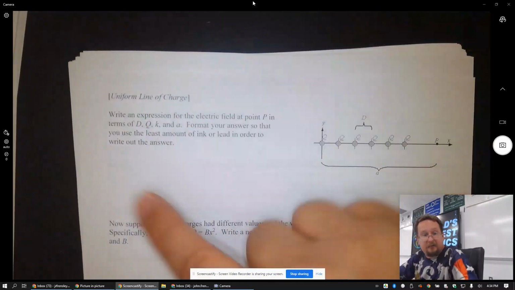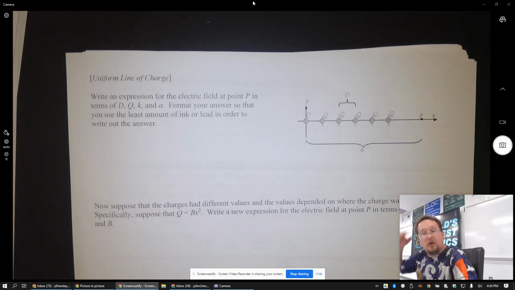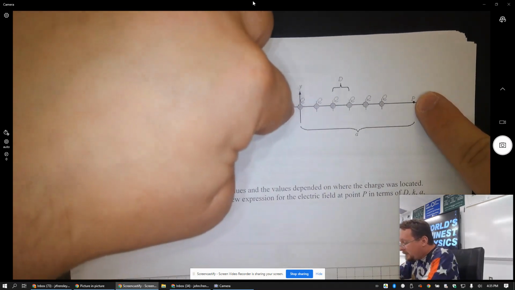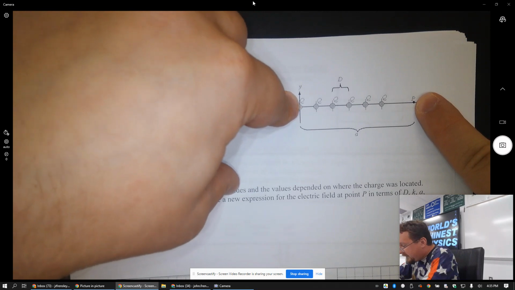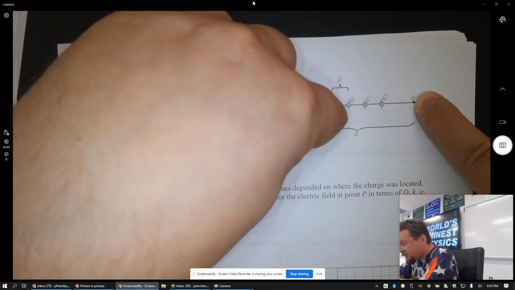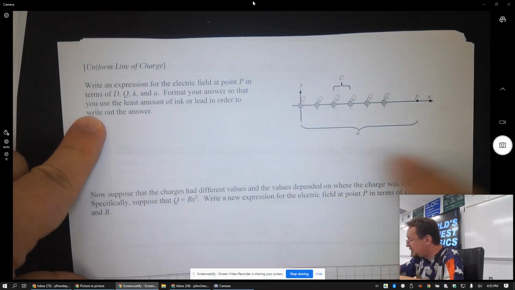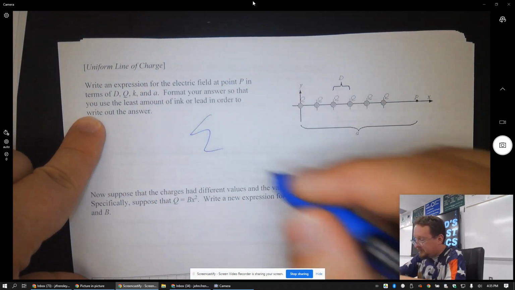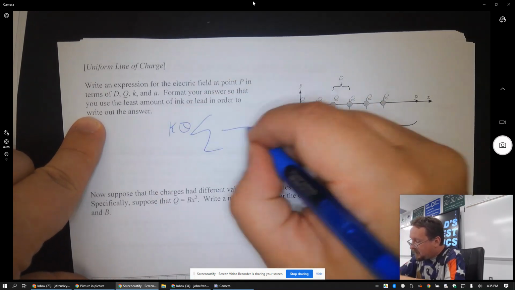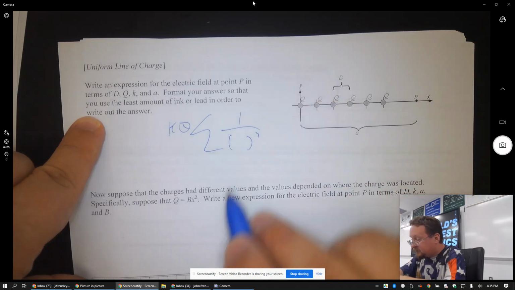Okay, so now time for line of charge. So once again, I'm going to do this discrete first, where the students have to say, okay, there's a KQ over this squared, plus KQ over this squared, plus KQ over this squared, plus KQ over this squared, right? And I'm going to make them format your answer so you use the least amount of ink. So what am I looking for? I'm looking for a summation with K and Q out, but something squared has to be inside, right? Something squared's got to be inside.